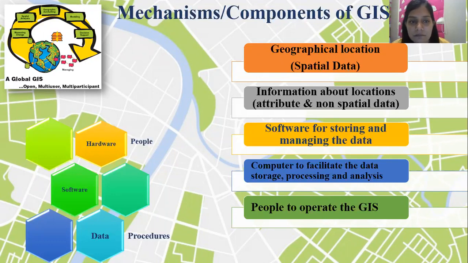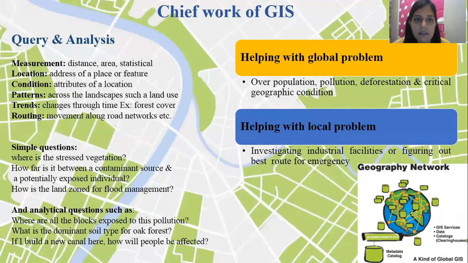And lastly, there are people to operate GIS. So the mechanism and components of GIS go in this way. These are the 5 components and they work in their specific domains. Now, moving further, you can see the chief task of GIS. You might think that the mechanism of GIS, the chief task of GIS and the principle of GIS are similar, but each has a different task. So you have to remember them in such a way.